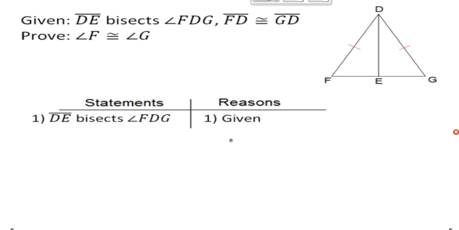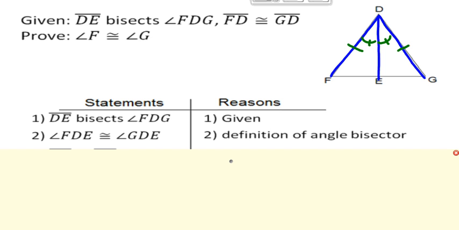All right, given DE bisects FDG, so DE is this guy right here, and it is bisecting FDG, angle FDG. Well, if you recall from the last couple units ago, I guess it is now, that an angle bisector creates two equal angles or two congruent angles, so I know that those two angles are congruent. Then it also says FD and GD are congruent, so let's go ahead and label that and see where the proof takes us.